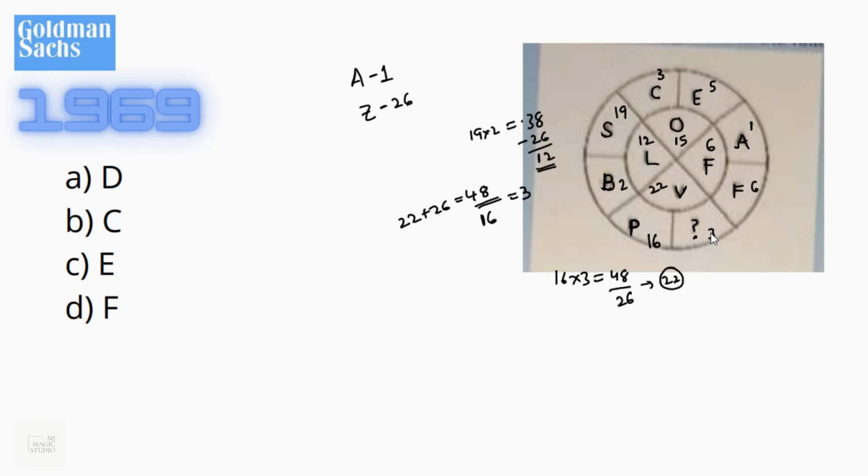So that means the third alphabet should feature at the place of this question mark, and the third alphabet is supposed to be C. That means option B has this alphabet C. We'll go with option B.